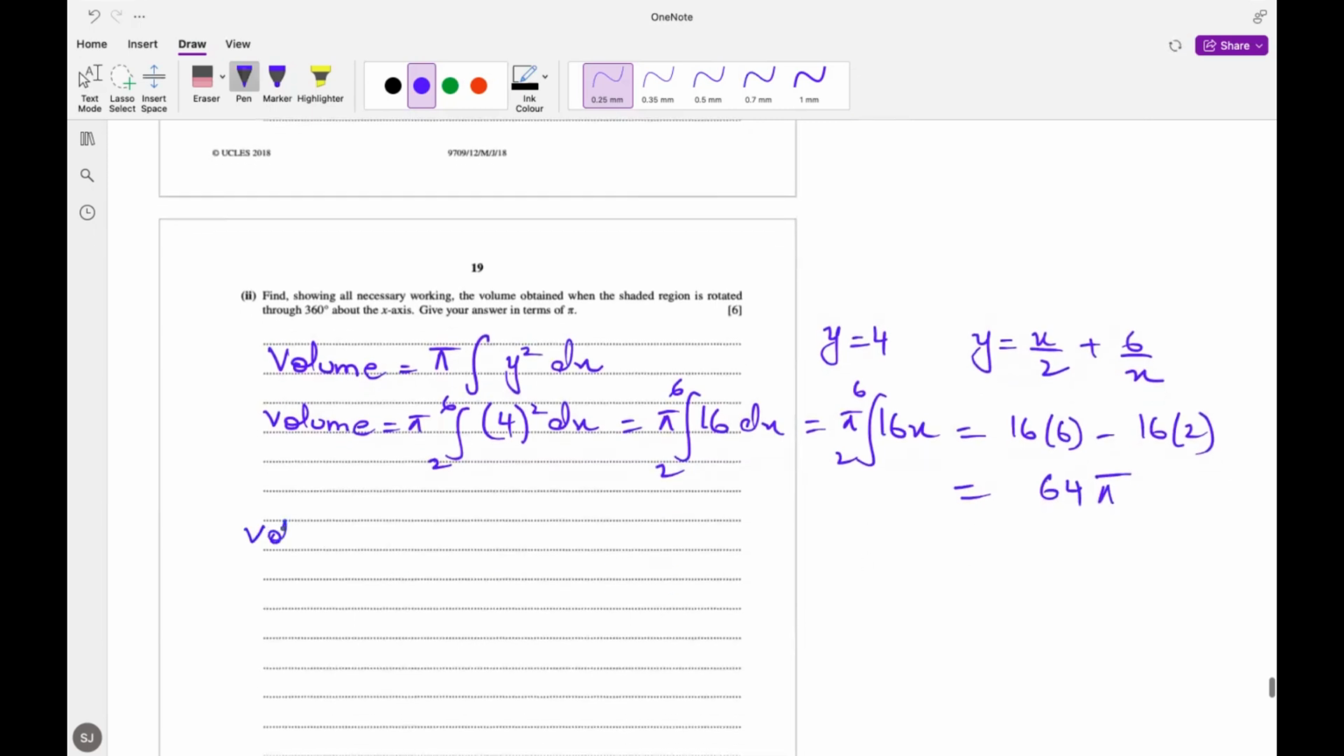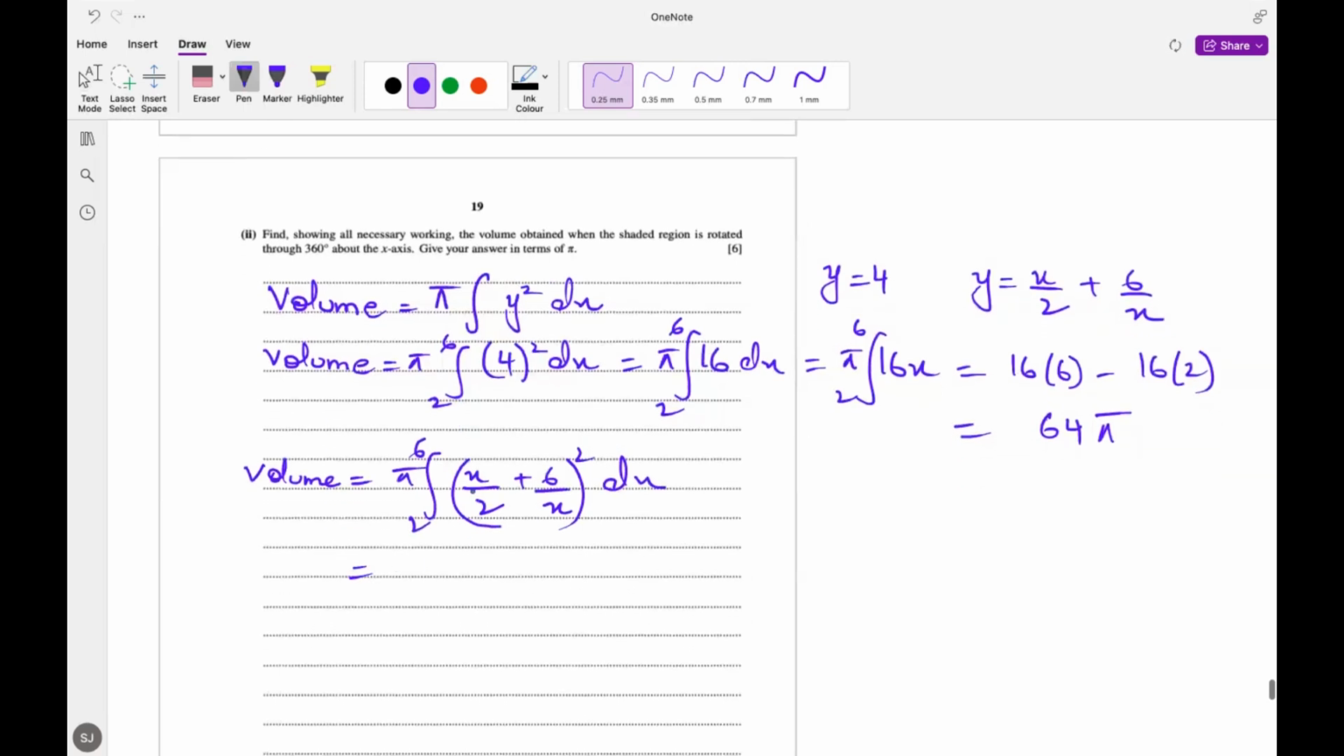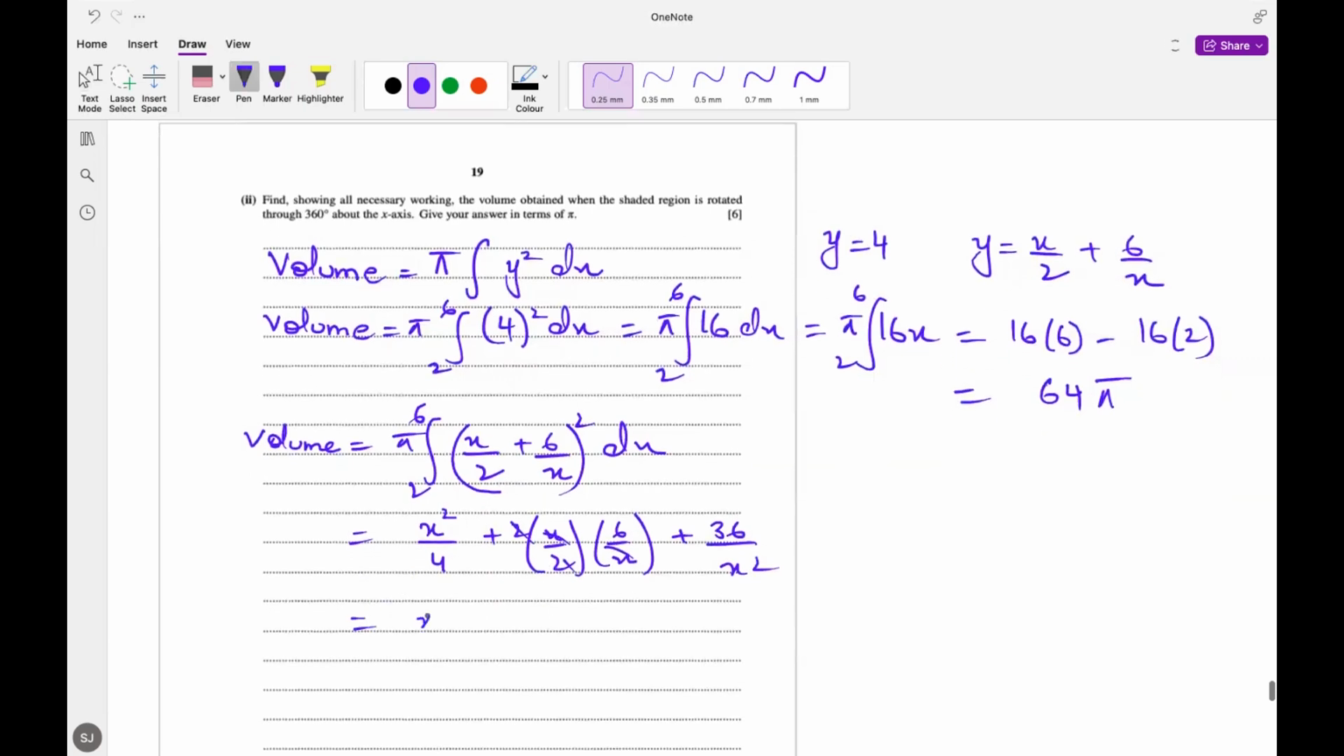Now finding the volume under the curve, we will first of all square the expression x upon 2 plus 6 upon x. The limits will remain the same. So squaring it, we will get a squared plus 2ab plus b squared. So this will become x squared upon 4 plus 2 times x upon 2 into 6 upon x plus 6 upon x whole squared, which will be 36 upon x squared. So the x and x will cancel, the 2 will cancel. The final expression will be x squared upon 4 plus 6 plus 36 upon x squared.